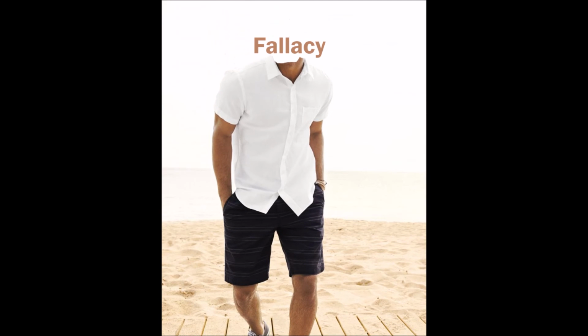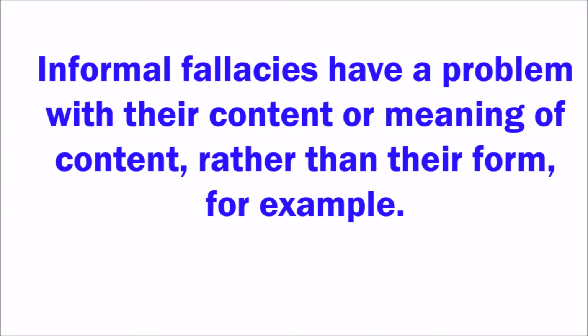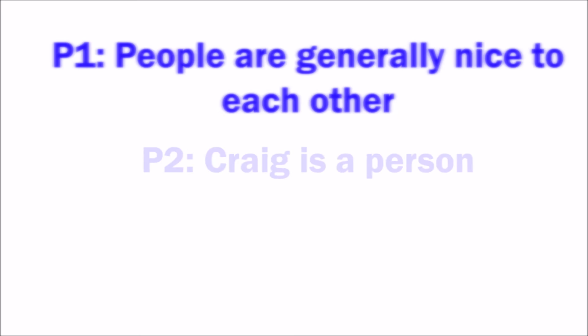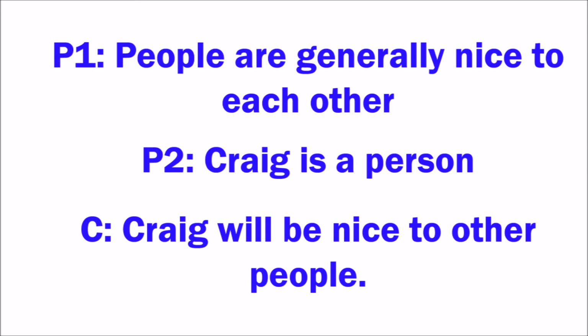Now let's move on to informal fallacies. Informal fallacies have a problem with their content or meaning of content rather than their form. For example, people are generally nice to each other. Craig is a person. Craig will be nice to other people.